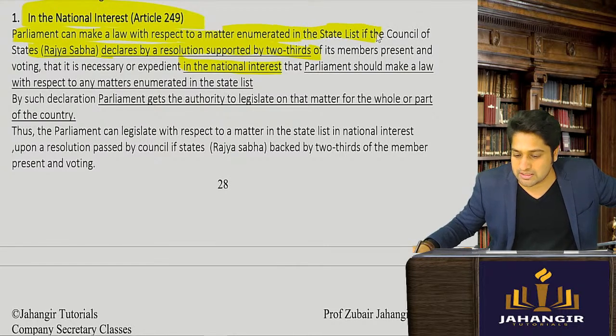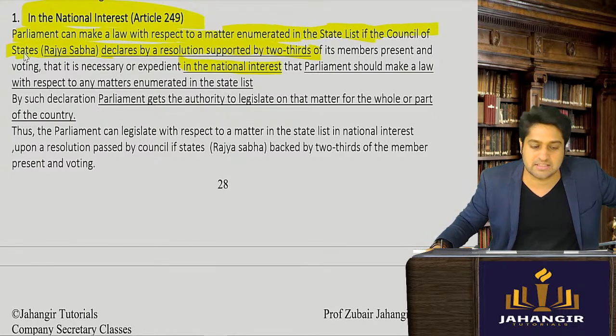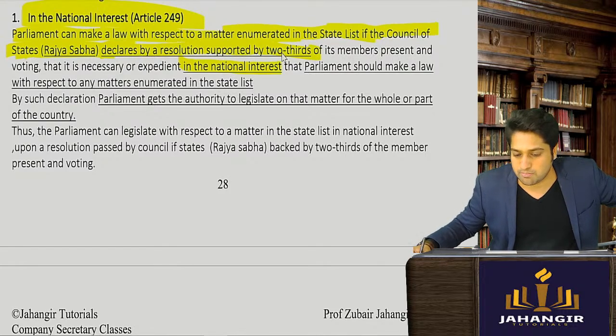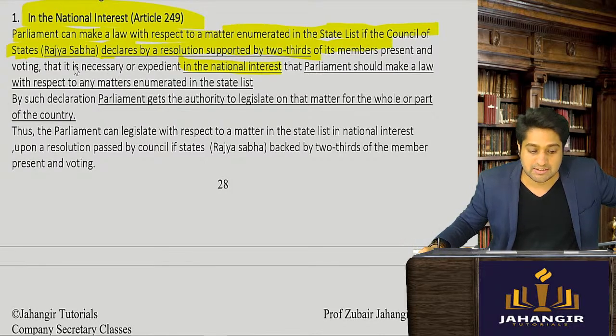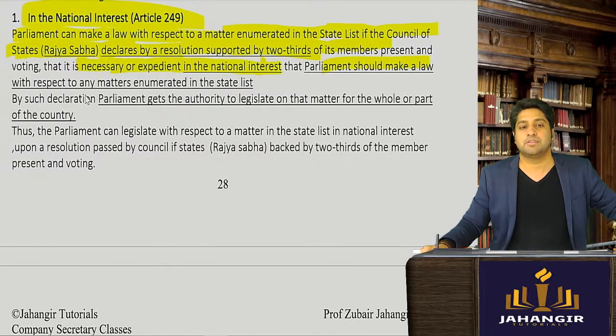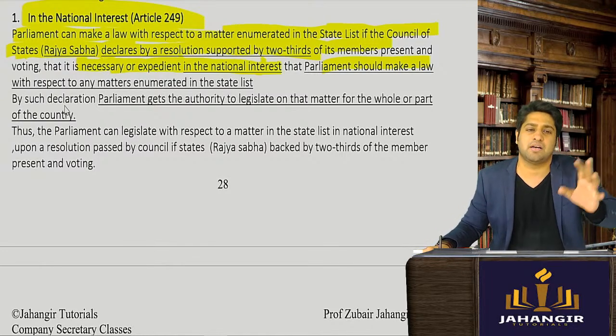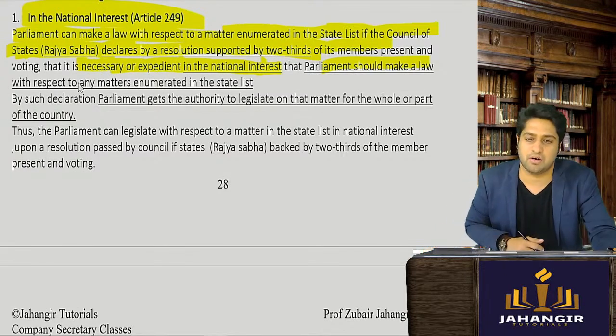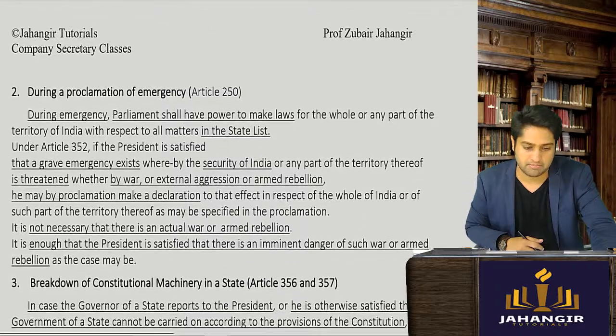in the state list, if the Council of States, that is Rajya Sabha, declares by a resolution supported by 2/3 of its members that it is necessary and expedient in national interest to make a law on certain matters, then the central government will make the law. So Rajya Sabha members themselves are saying make a law in national interest, so it will be made.